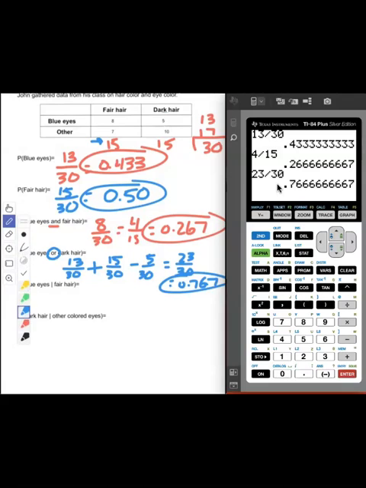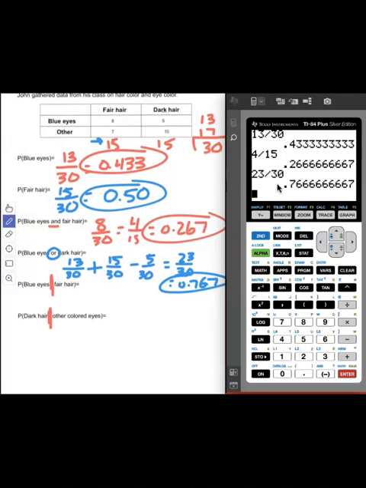So, or the symbol for given, I should say. This little bar right here, this vertical bar, means given. What that's saying is, what's the probability that we get somebody that has blue eyes, given that we already know they have fair hair?